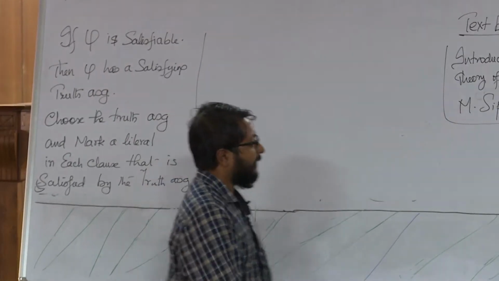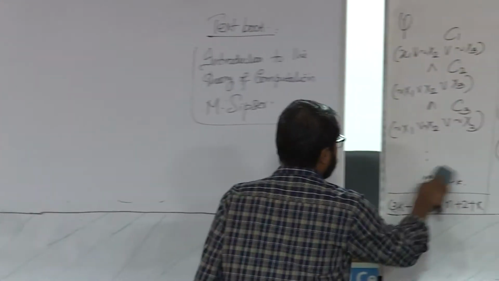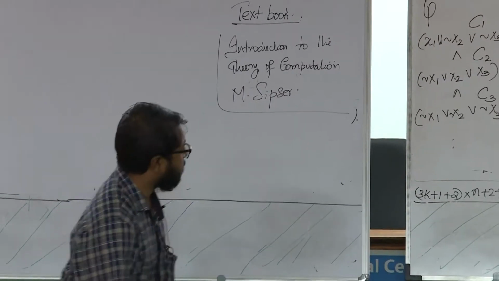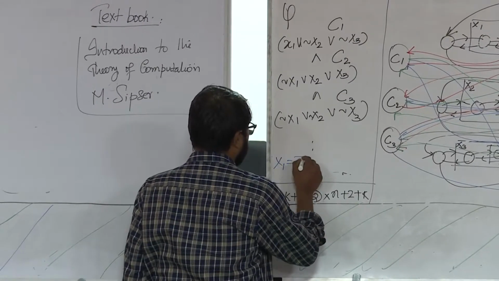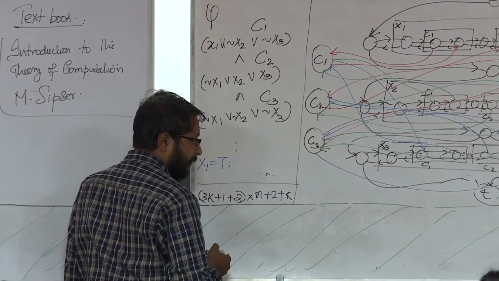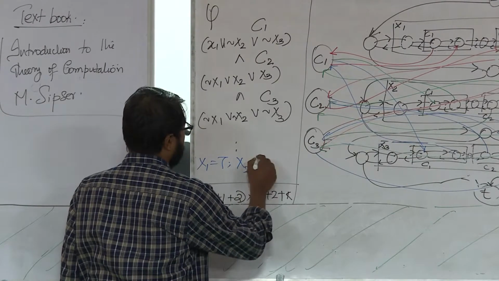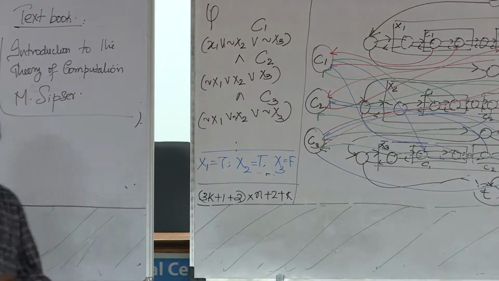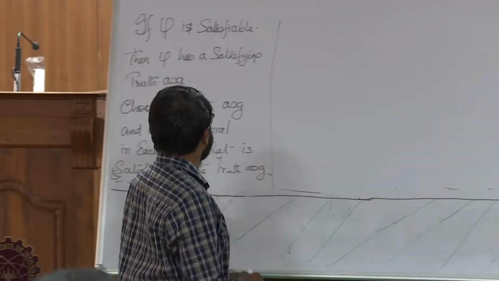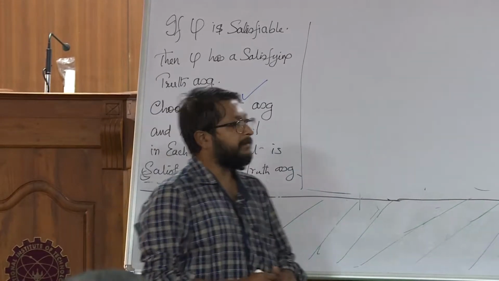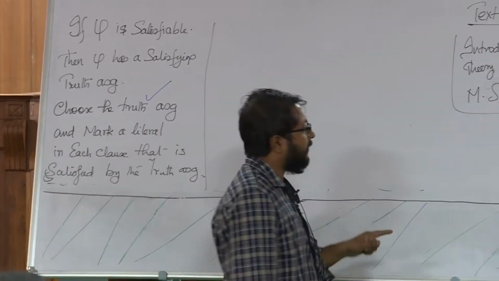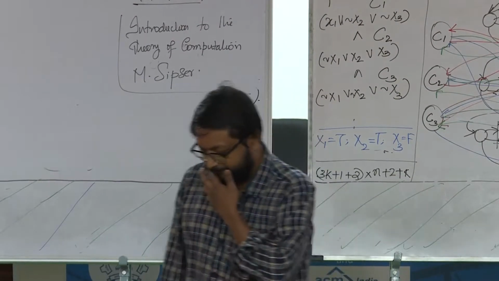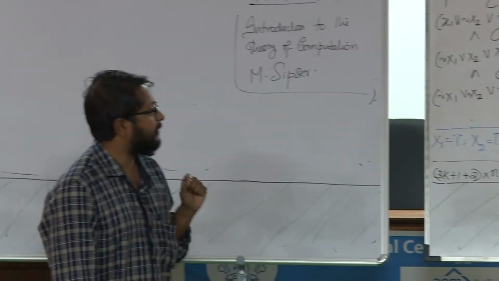Okay. So let us fix a truth assignment. Give me a truth assignment. x1 equal to true, yeah, x2 equal to true, x3, okay, let us fix this truth assignment. Now tell me one literal from each clause which is satisfied. Give me one literal from each clause which is satisfied.